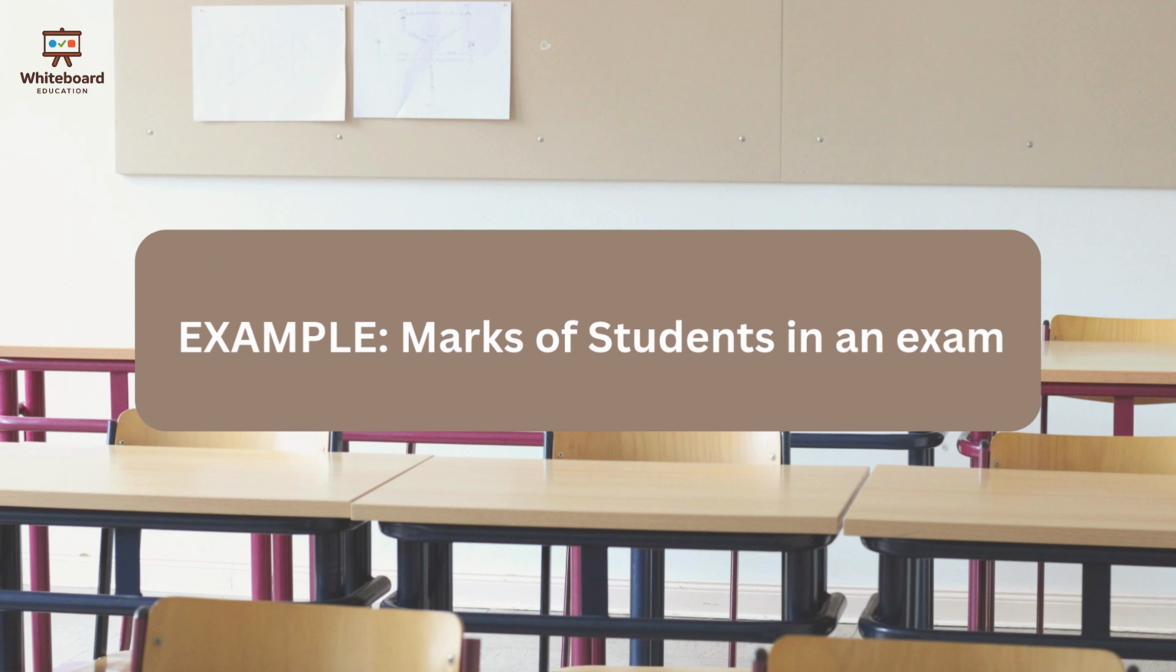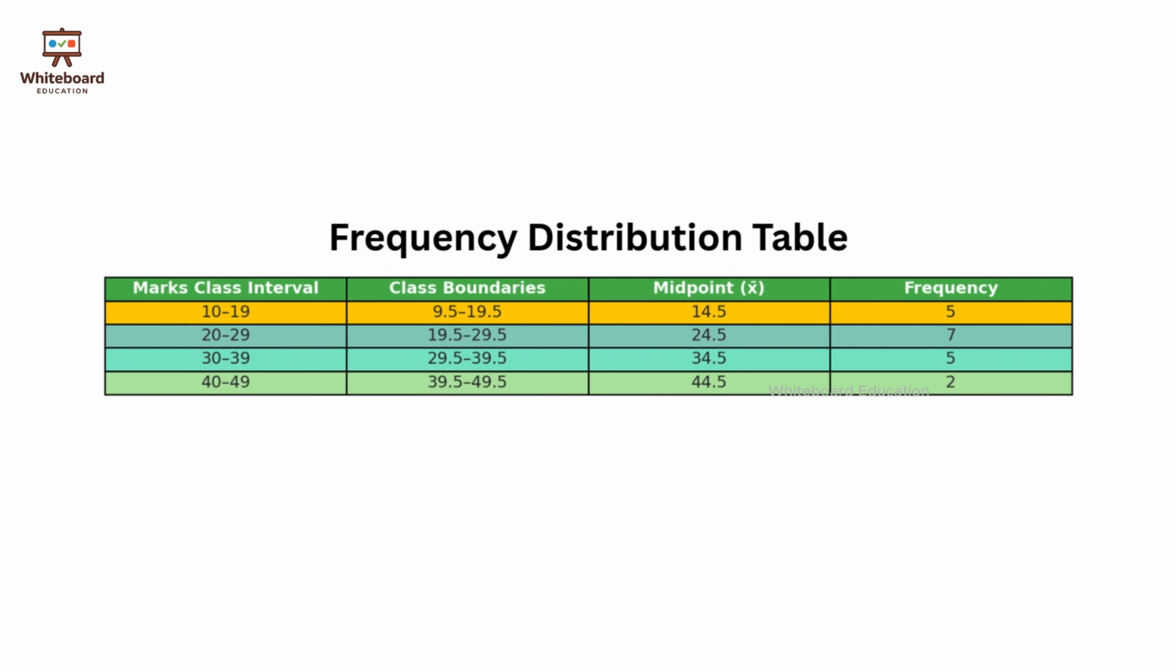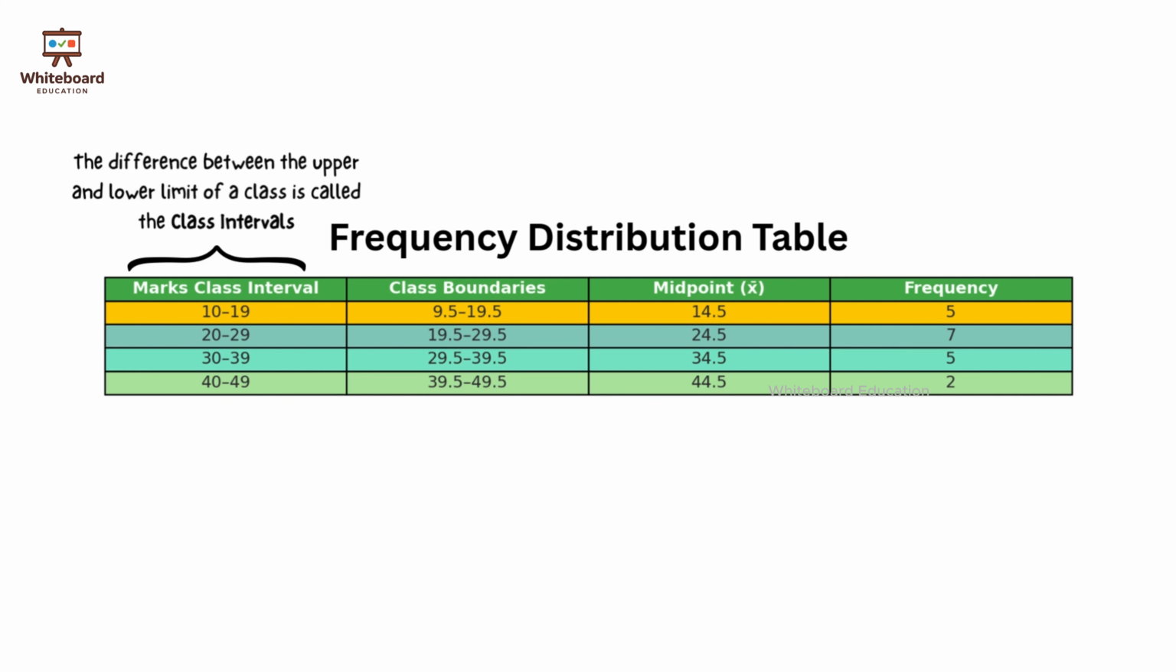Let's look at an example. Suppose we have the marks of 20 students in a class. Here is the frequency distribution table for it. Let's study it. The difference between the upper and lower limit of a class is called the class intervals. Note, class intervals can be found by both class limits and class boundaries.